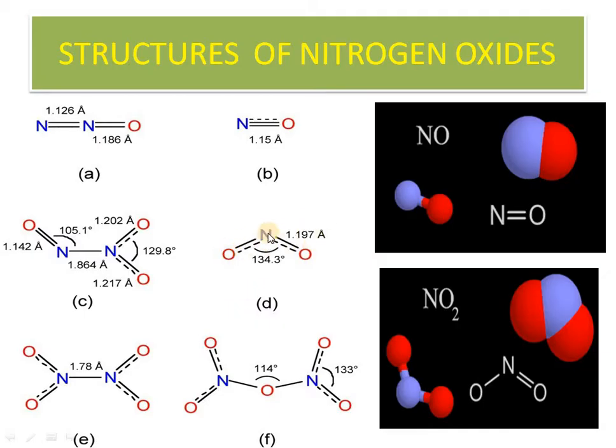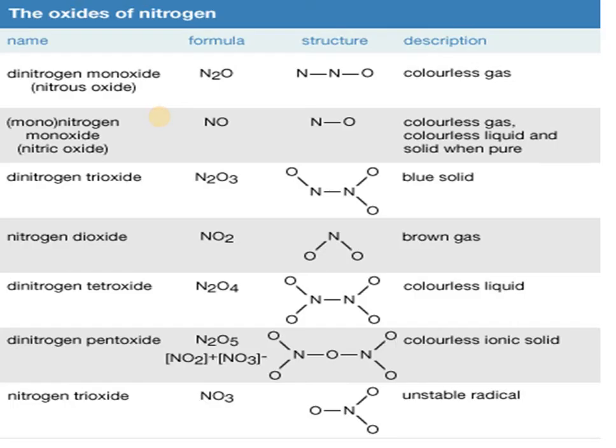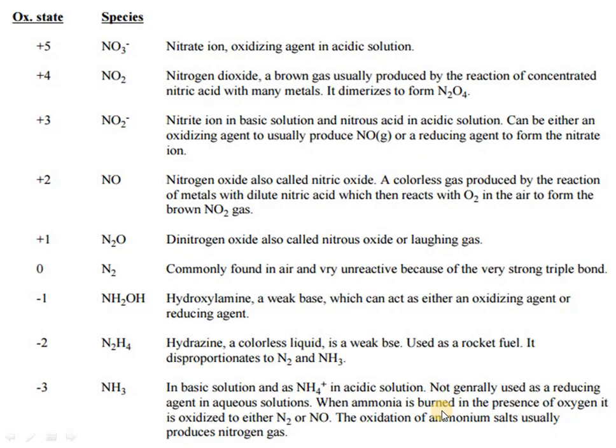NO2 has this structure, not a single bond; a partial double bond is there. Fine, here also. All these things we should keep in mind. Very important, all these things. N2O5 can exist in this form also, a colorless ionic solid, and NO3 is an unstable radical. Okay. Now, these are some of the different oxides of nitrogen, and different uses have been given.